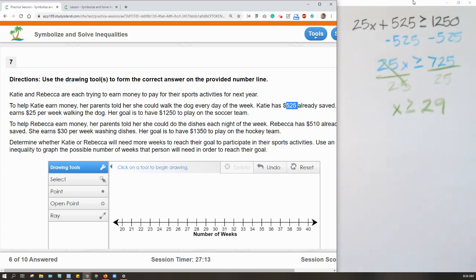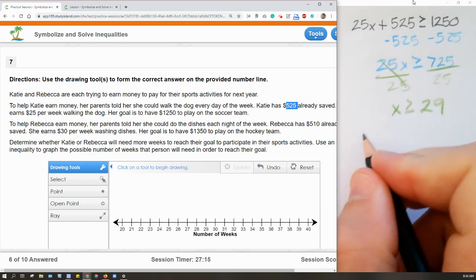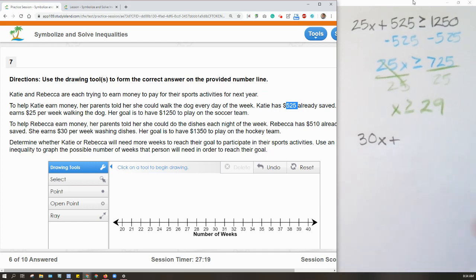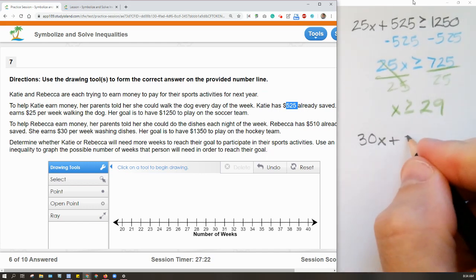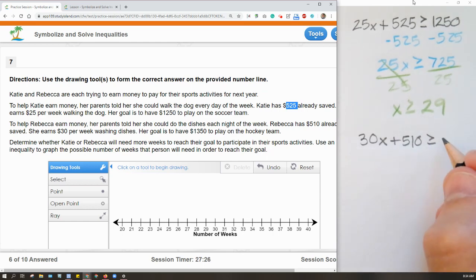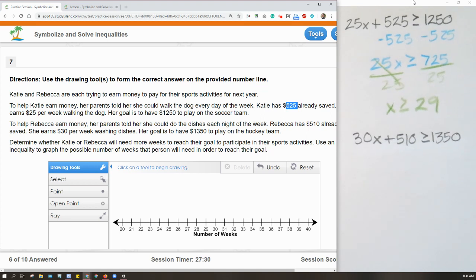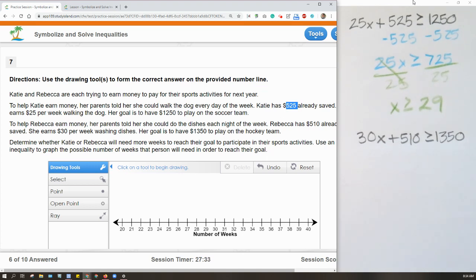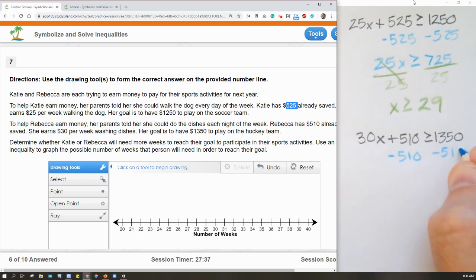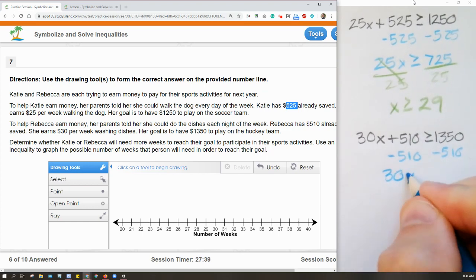Rebecca, she's got X weeks, but she earns $30 per week. So she's $30 times the number of weeks, plus she has $510 already saved, and that has to be greater than or equal to the amount she needs, which is $1,350. So now let's solve her inequality. Subtracting 510 from both sides gets us 30 times X is greater than or equal to 840.